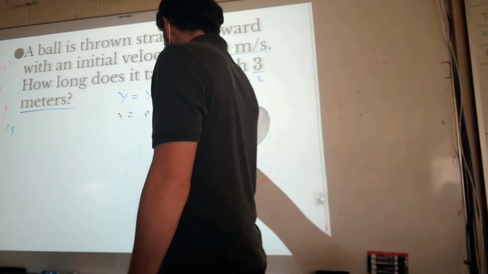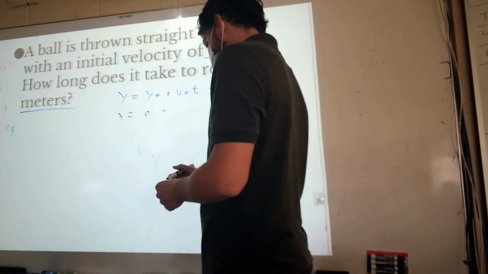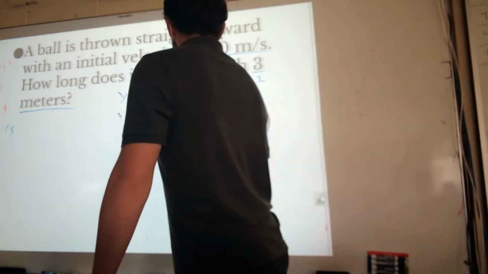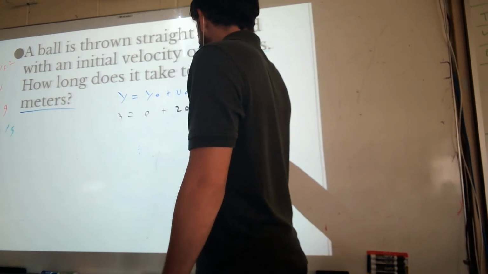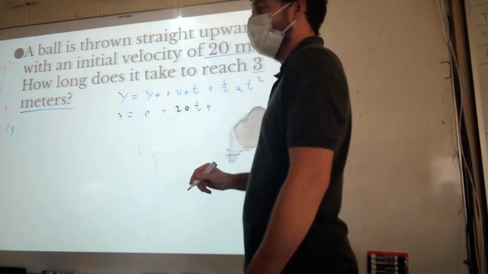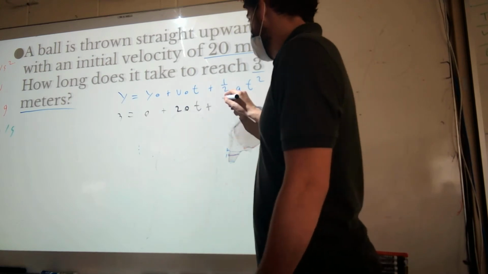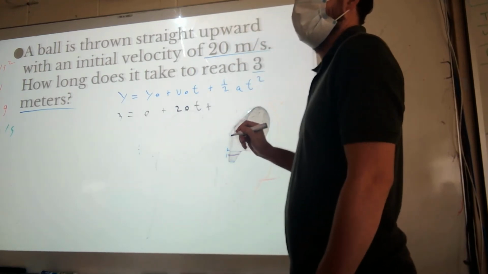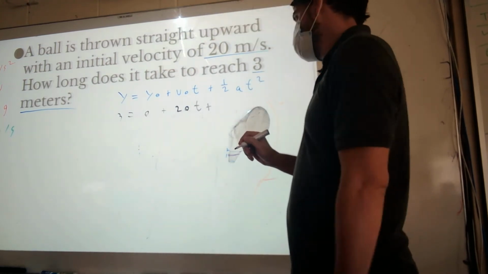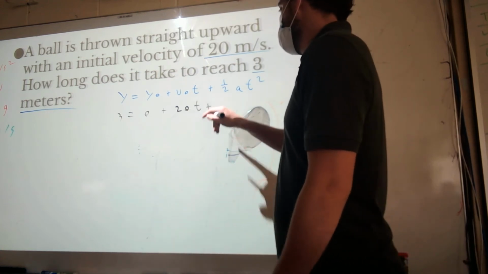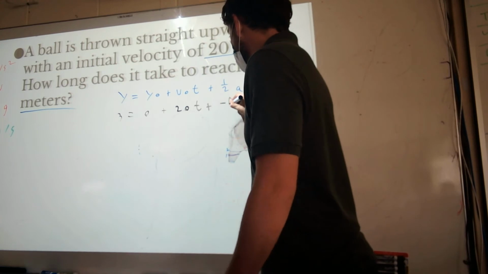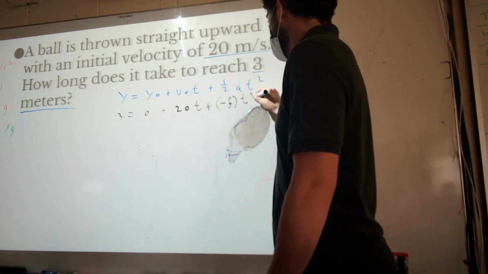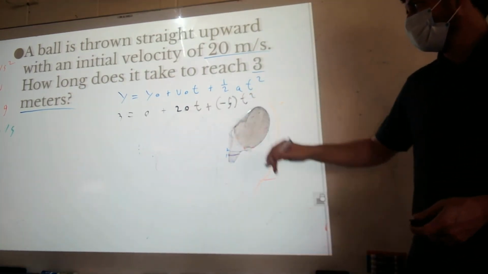So, plus v0, which we know is what? 20. 20t plus, what else do we have? Acceleration. What's acceleration on Earth? Negative 10. Negative 9.81, yeah, but negative 10. Times 1/2, which is what? Negative 5, right? So you have negative 5t squared. So you have this equation.